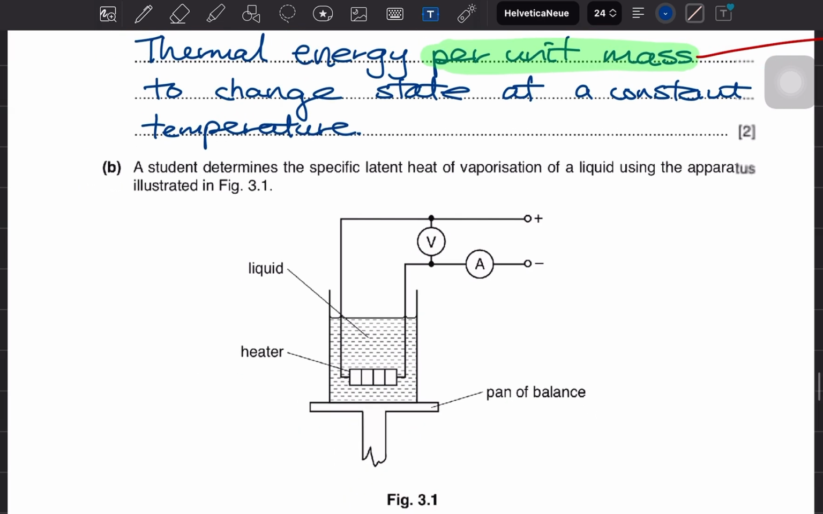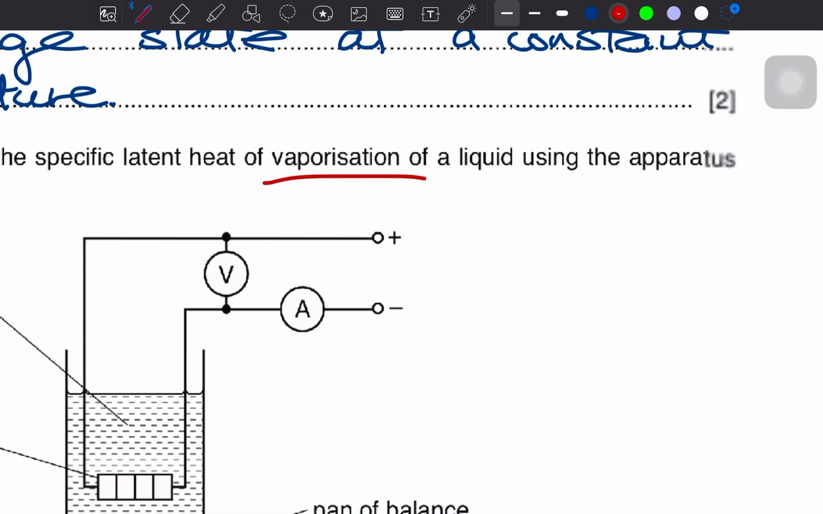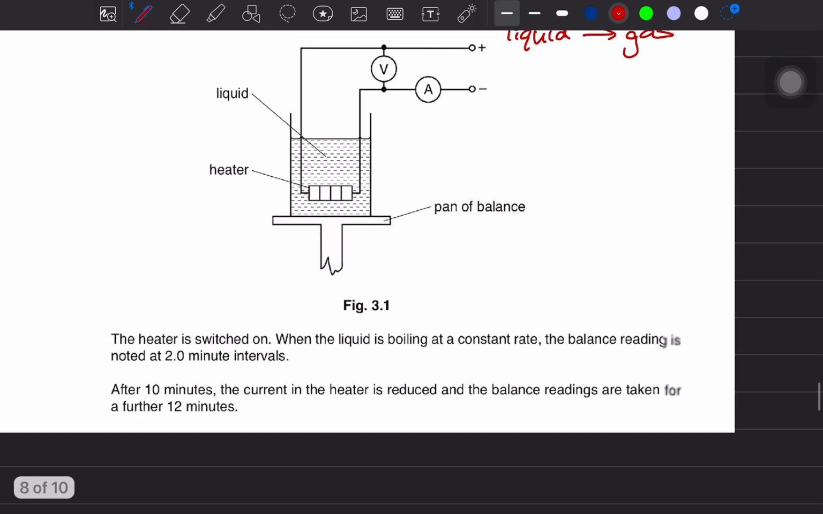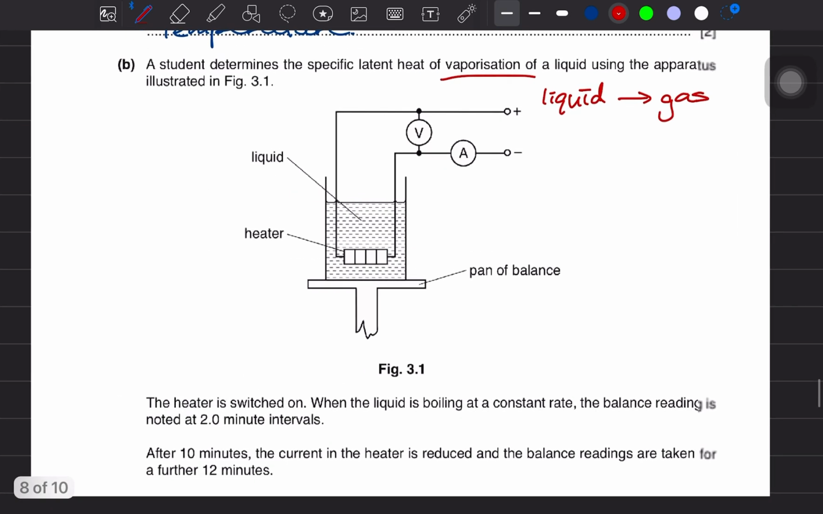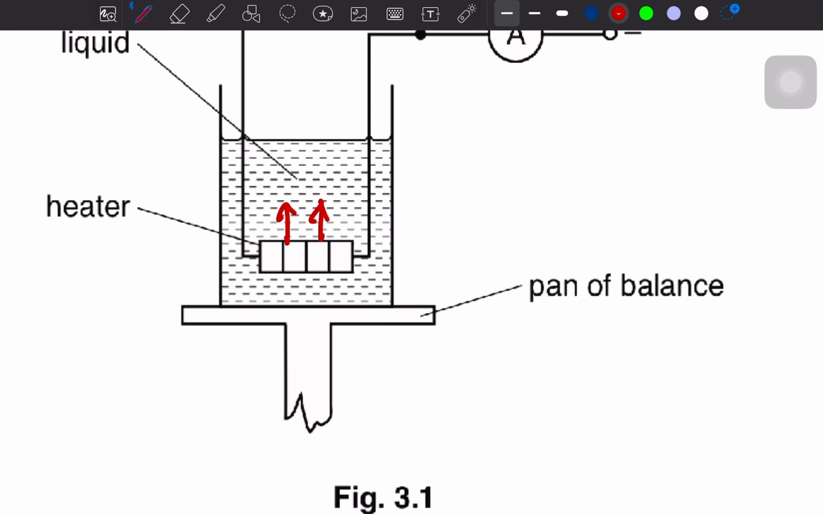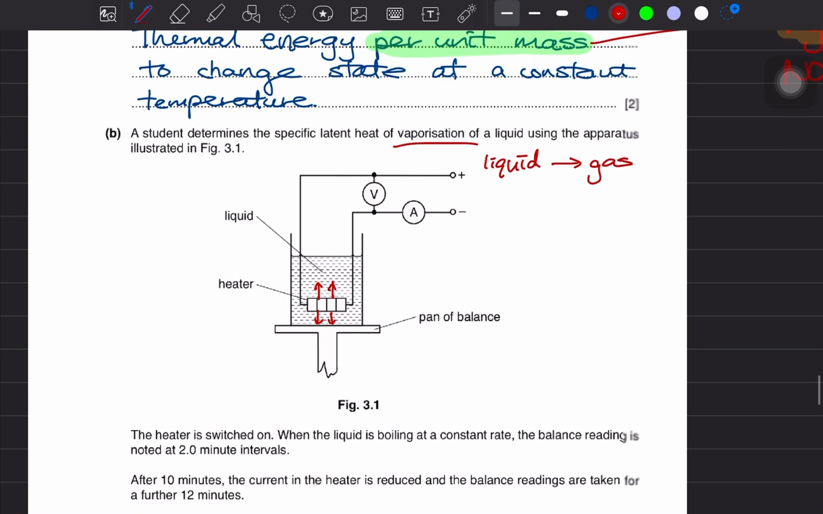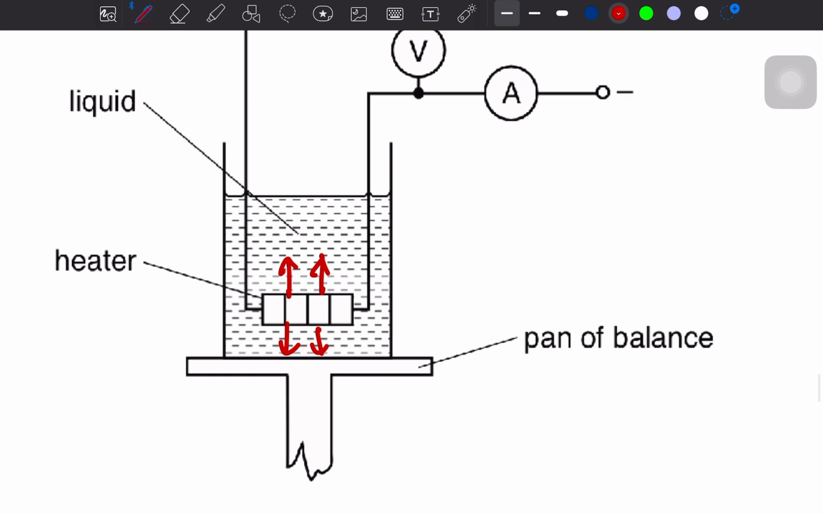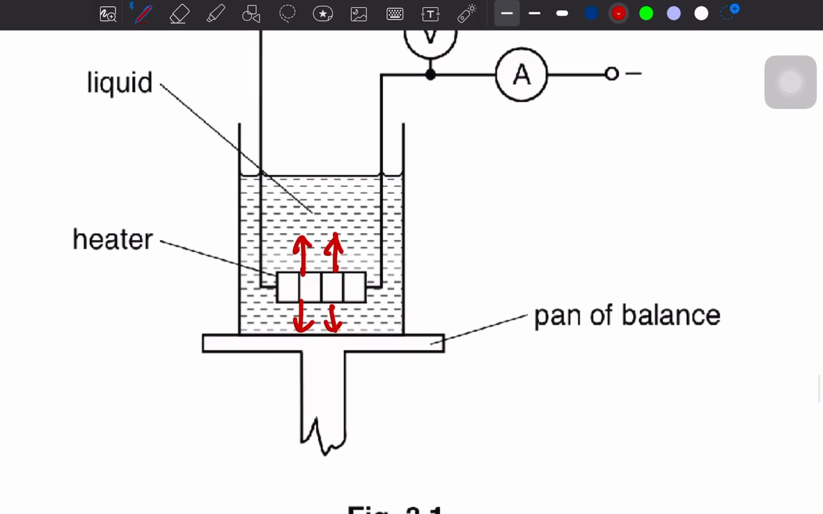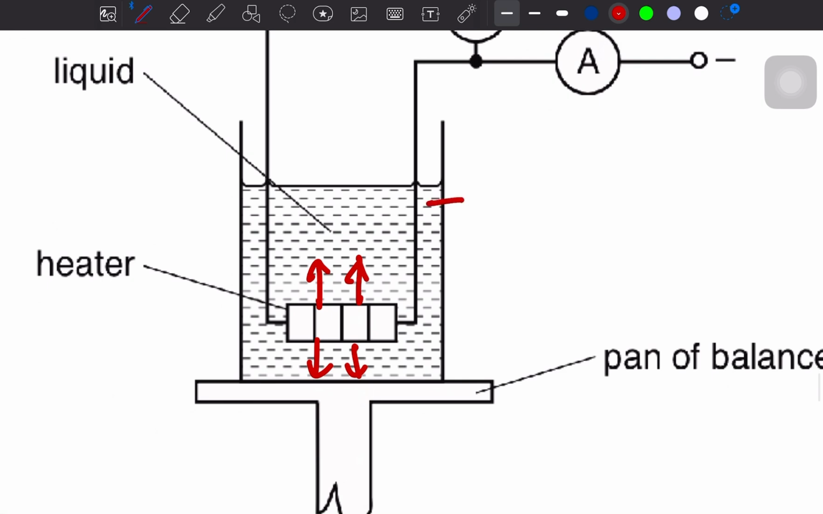Okay, question B. A student determines the specific latent heat of vaporization. So when it's saying vaporization, what we know is that it's trying to convert a liquid into gas. And let's keep reading. So this is our apparatus. We have a heater over here, releasing some heat into the liquid. And I guess in the process of heating, there will also be heat loss to the surroundings as well.